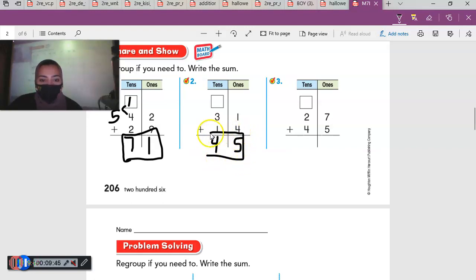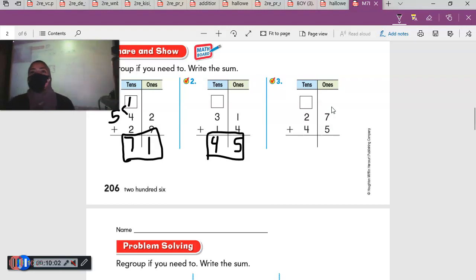Did I regroup here? No. Regroup means bring something over. I did not regroup. How about number 3? Am I going to regroup for number 3? No. What's 7 plus 5?